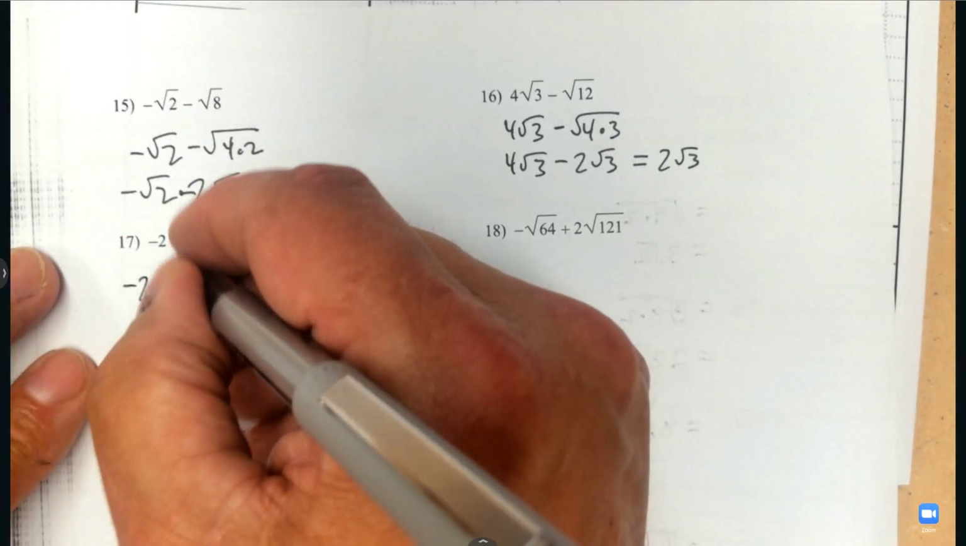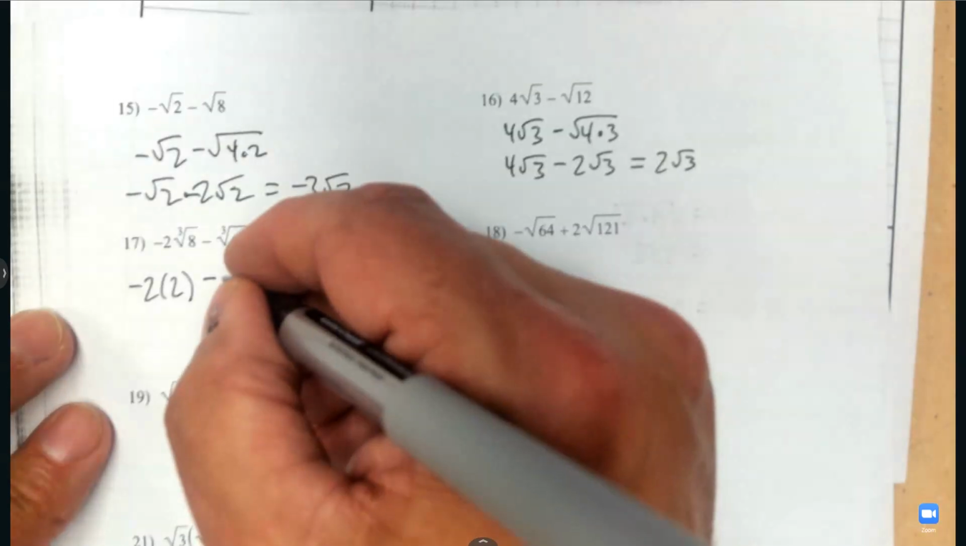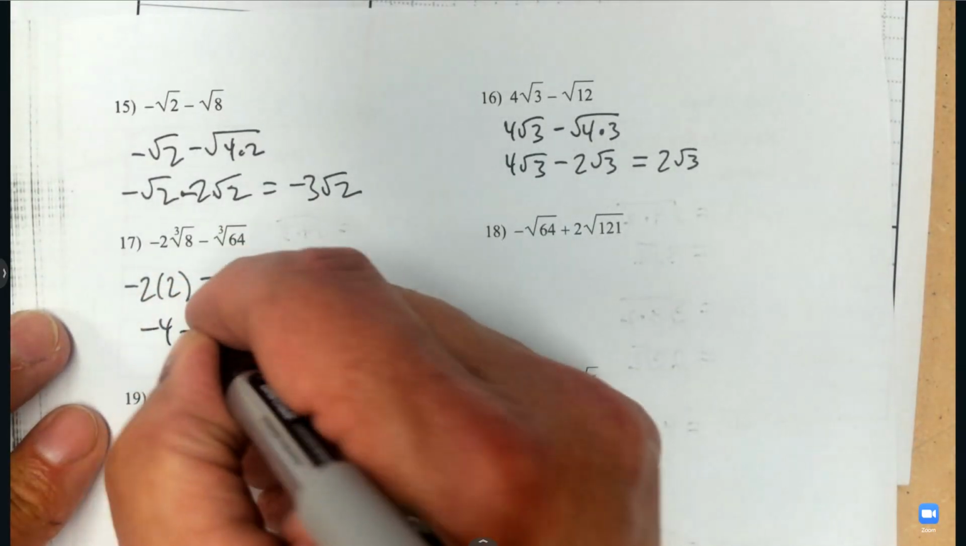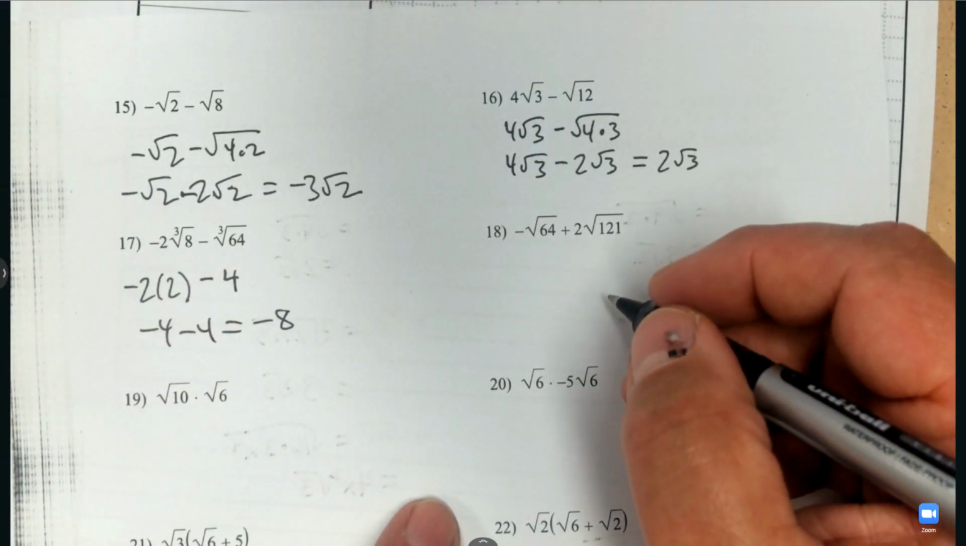We have negative 2 and the cube root of 8. Well, the cube root of 8 is 2. And the cube root of 64 is 4. So this is negative 4, take away 4. There's no radicals left because they're perfect cubes.